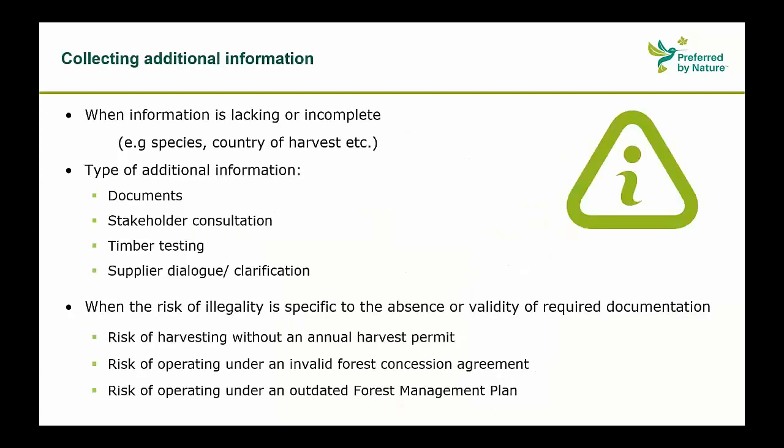Now we're just going to pick a few of those and go into them in a bit more detail. So, collecting additional information. If you remember back to the access to information requirements of the regulations, not having certain information constitutes a non-compliance to the regulation, and therefore a risk in itself. So if you're missing species or country of harvest or other evidence that is required by the regulation, then you need to request that, and that's some of the most basic mitigation actions that are needed.